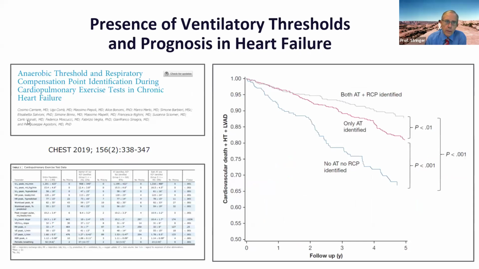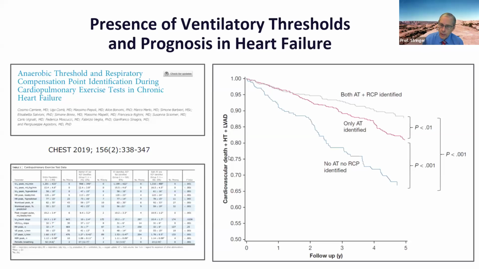So this is a great article, Agostoni's group in Milan. They took a whole bunch of patients, well over 2,000 patients, and they looked at outcome. This is 5-year outcome. So if you could find an AT and a respiratory compensation point, so VT1 and VT2, they had a really good outcome. If you just found the AT, it was less, but it still was okay. And the third one, if you couldn't find an AT or a respiratory compensation point, they had the worst prognosis.